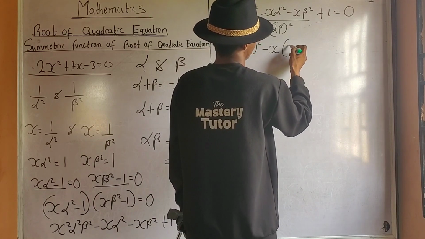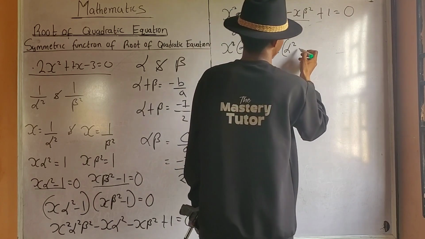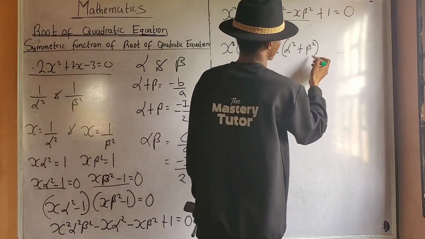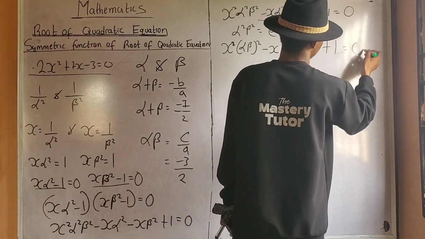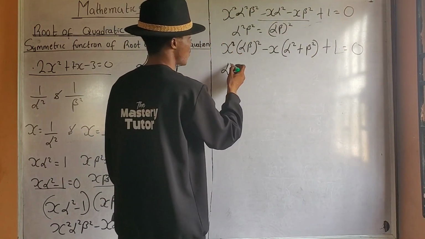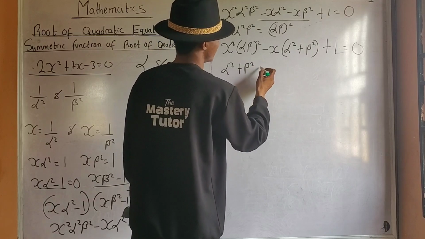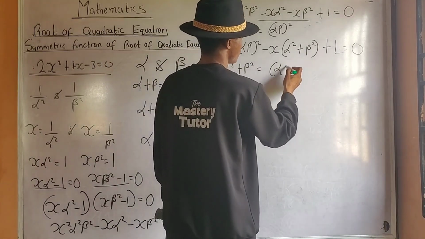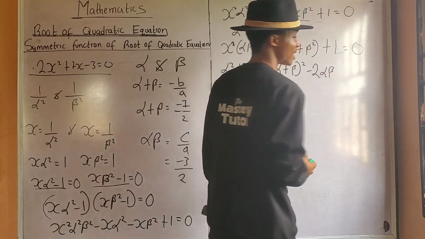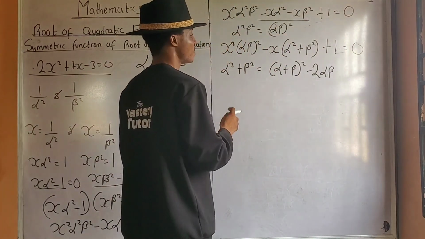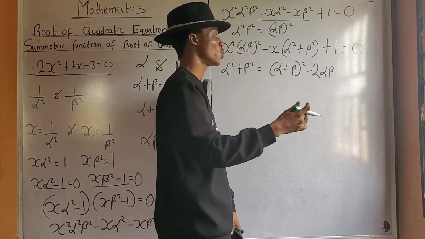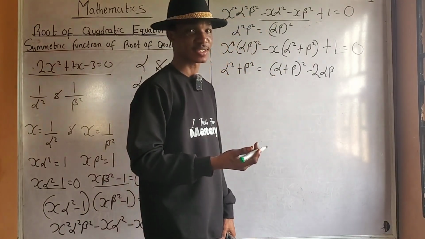Multiplied by alpha squared plus beta squared. Do you understand? So I factorize, then put plus 1 equals to 0. Okay. Now, do you know that alpha squared plus beta squared can be expressed as (alpha plus beta) raised to the power of 2 minus 2 alpha beta? Is that not it? Okay, so I'm going to replace the value of alpha squared plus beta squared as (alpha plus beta) raised to the power of 2 minus 2 alpha beta, as you can see.